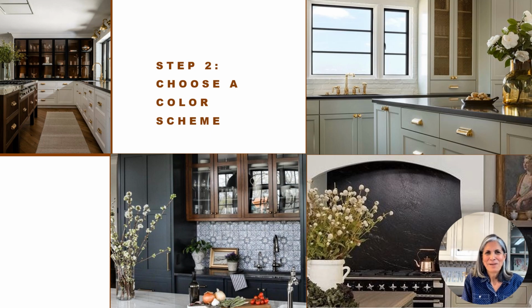Okay, step number two, start thinking of a color scheme. Once you collect all these pictures, start identifying some of the elements that are going to be in common. For example, if you find yourself collecting pictures of all white kitchens, there might be something in there that says, hey, I like white kitchens. I feel happy in white kitchens. So that might be your color scheme.